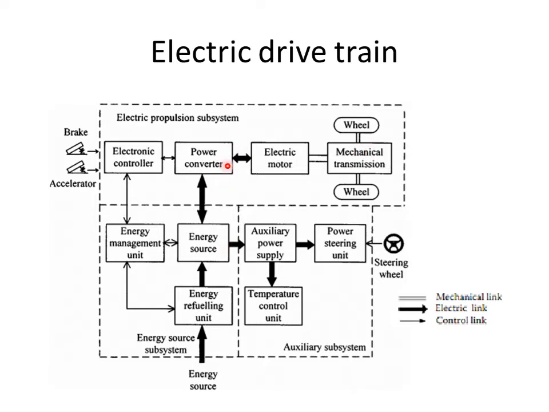And we have a power converter which acts as an intermediate between the energy source and the electric motor. It has switches, and by controlling the switches we can control the power flow. The electric motor is the component which converts the electrical energy to mechanical energy, and it is the main component which drives the wheels. So these are the blocks, or the components, of an electric drivetrain.